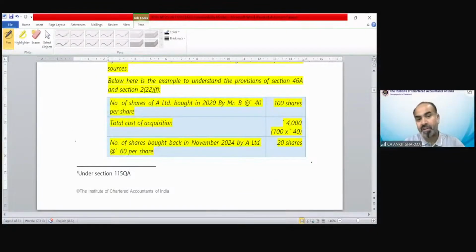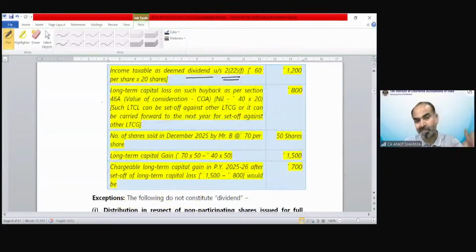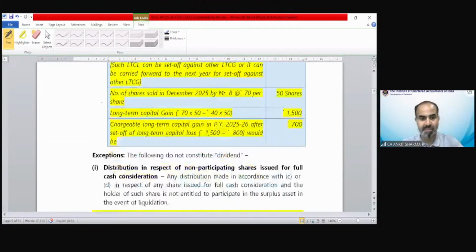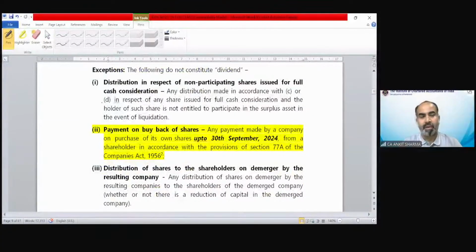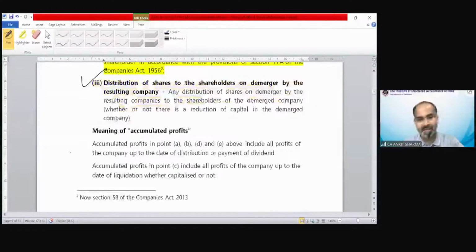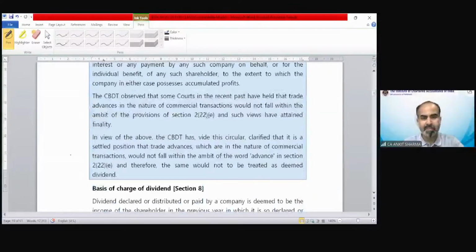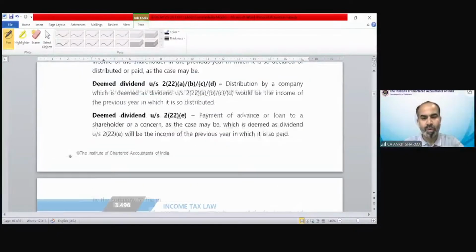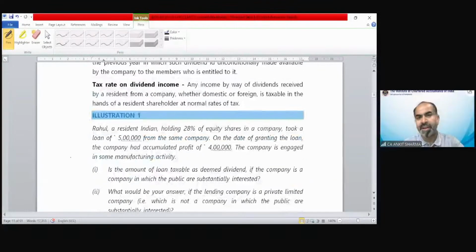The example we discussed in the last session on buyback is over here. The same example I asked you, there were 3 examples. You must remember examples number 11, 12, and 13, which I gave you for homework, were part of this also. So you can go through this example. We have already solved it as question number 11 of the last class. So exceptions also we have covered in our last topic of deemed dividend. So this deemed dividend concept we have already gone through.